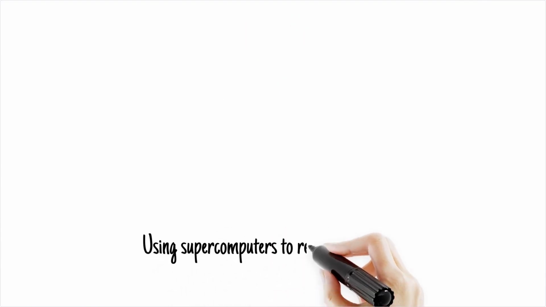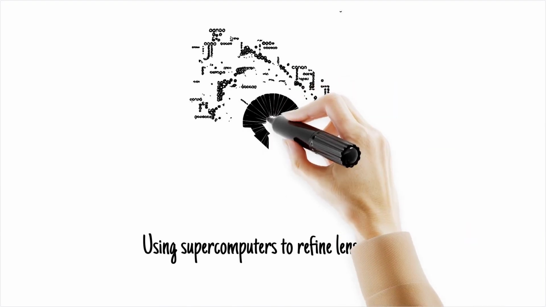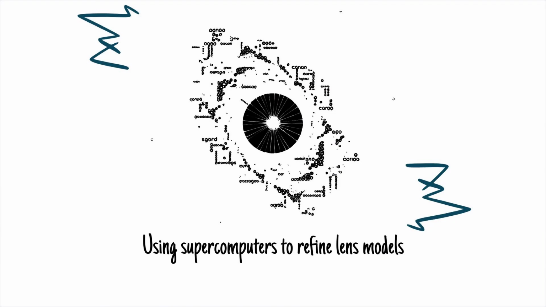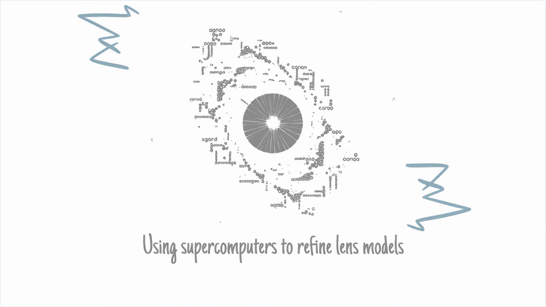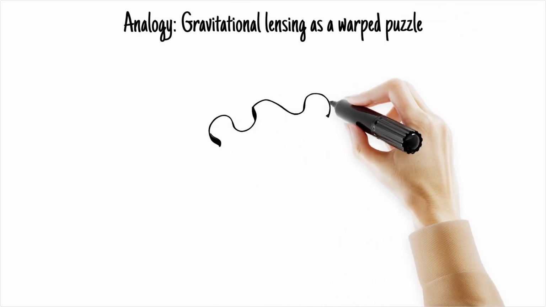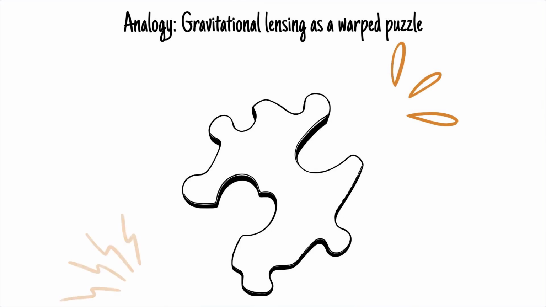Simulations using supercomputers help refine models of galaxy cluster lenses, allowing astronomers to disentangle the light from overlapping objects and correct for distortions. It's like piecing together a jigsaw puzzle where some pieces are warped. Accurate modeling is crucial to reconstruct the original image.